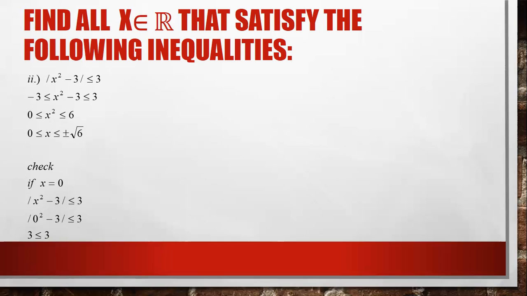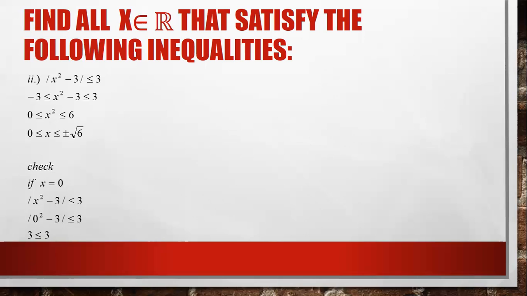So we will start with the x. The square root of x squared is x, and the square root of 0 is 0, and the square root of 6 is the square root of 6. So we have x greater than or equal to 0 and x less than or equal to positive and negative square root of 6. So our interval, so our value of x is greater than or equal to 0 and less than or equal to positive and negative square root of 6. So let's check if our answer is correct.